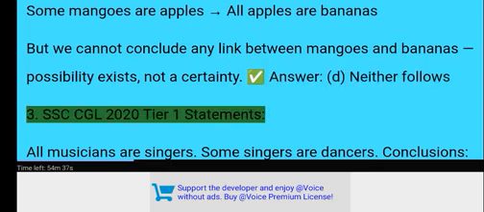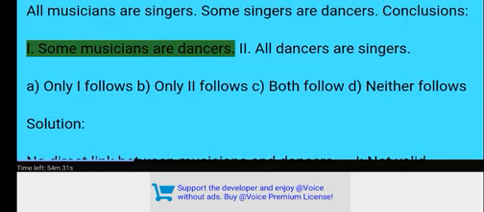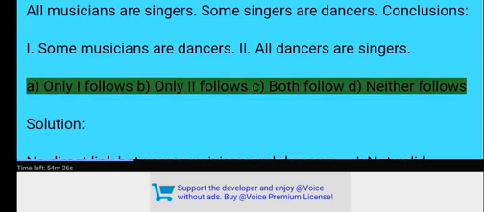Checkmark answer, D, neither follows. 3, SSC CGL 2020 Tier 1. Statements: All musicians are singers. Some singers are dancers. Conclusions: 1. Some musicians are dancers. 2. All dancers are singers. Options: A, only 1 follows. B, only 2 follows. C, both follow. D, neither follows.